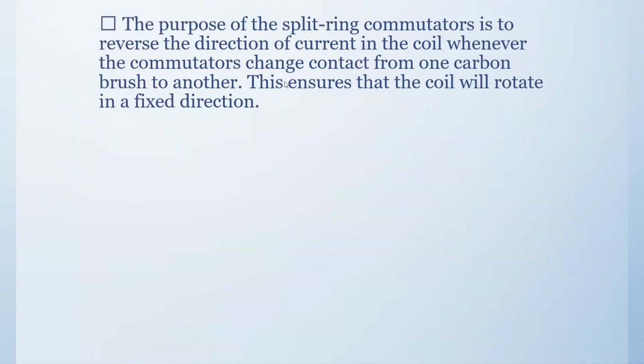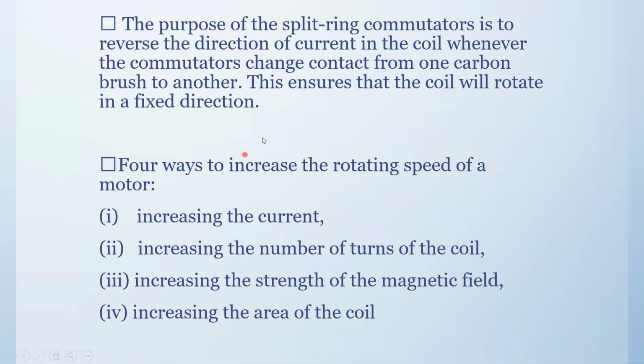The purpose of the split ring commutator is to reverse the direction of the current after every half rotation, so that the coil will rotate in a fixed direction, or one direction. And we can increase the strength of rotation of this coil by increasing the current, or by increasing the number of turns, the strength of the magnetic field, as well as the area of the coil.